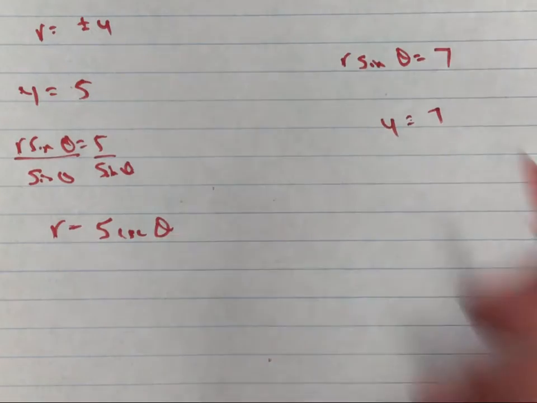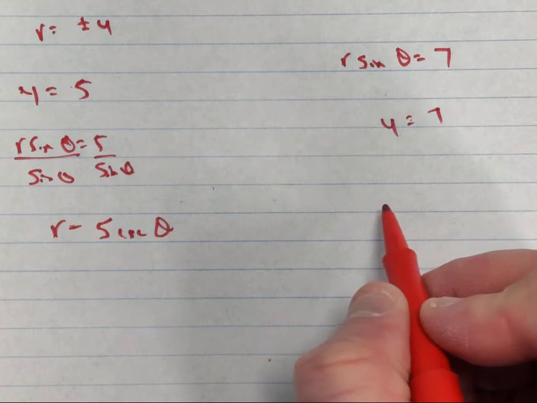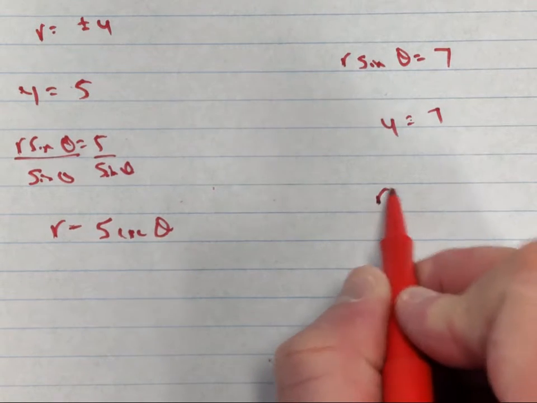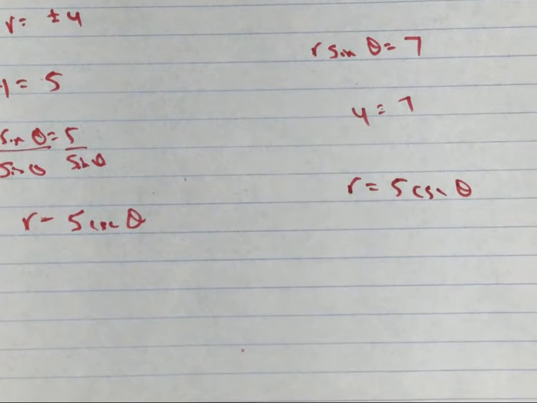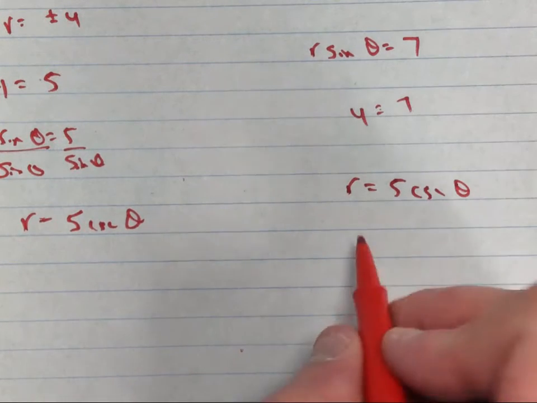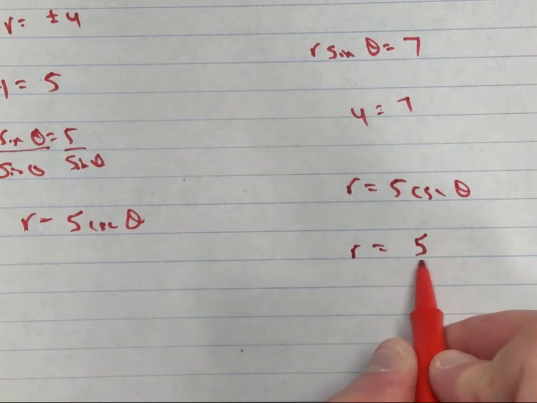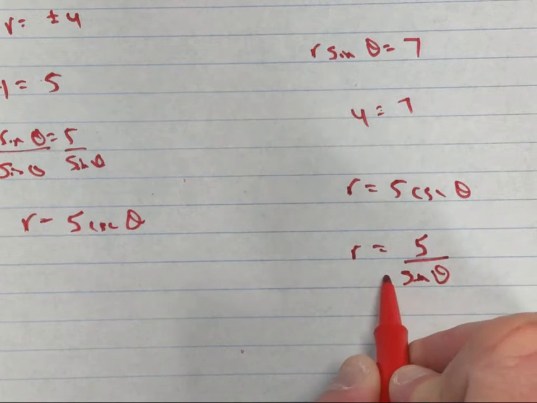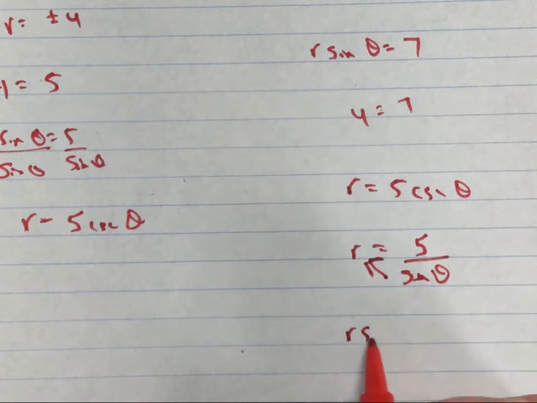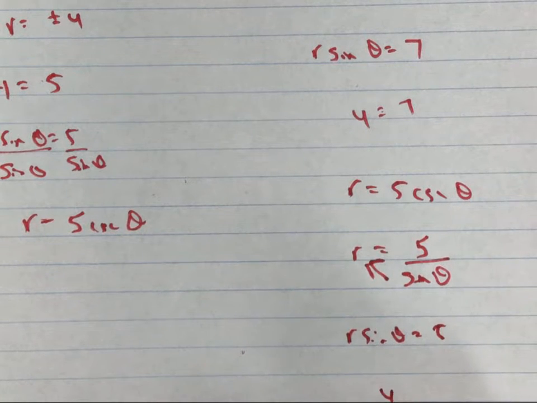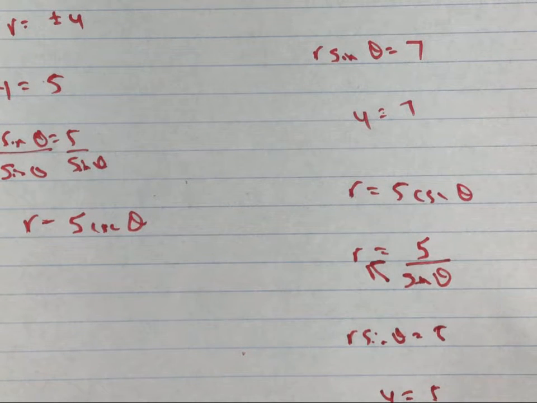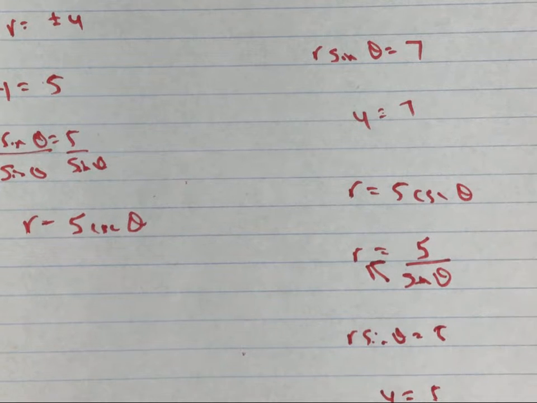What if you had r equals 5 cosecant theta? How could you first start off by writing r equals 5 over what? And then couldn't you cross multiply? And then r sine theta is equal to what? Are we good on those? Okay. Alright, next.